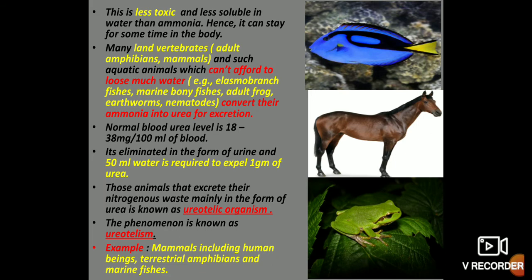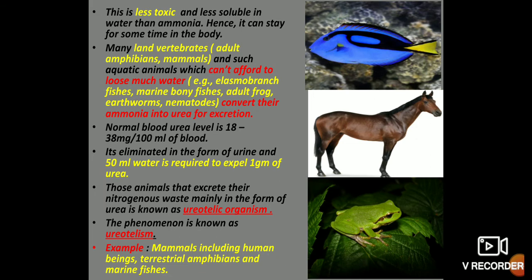Many land vertebrates, that is adult amphibians, mammals, and such aquatic animals which can't afford to lose much water, examples are elasmobranch fishes, marine bony fishes, adult frog, earthworm, and nematodes, convert their ammonia into urea for excretion. Normal blood urea level is 18 to 38 mg per 100 ml of blood. It is eliminated in the form of urine, and 50 ml water is required to expel 1 gram of urea.